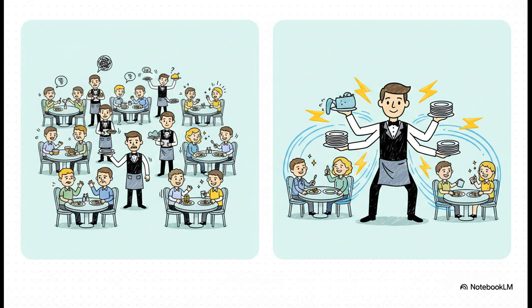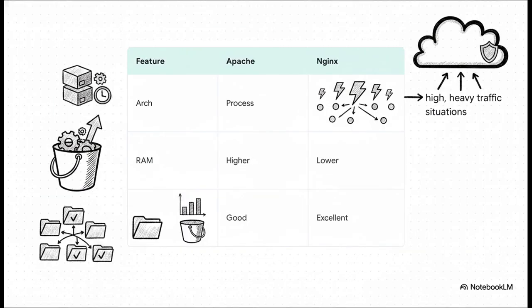But Nginx uses an event-driven architecture. In this model, you have one incredibly smart waiter who can effortlessly handle thousands of tables simultaneously, completely without breaking a sweat. And looking at this head-to-head comparison, it clearly shows why big tech companies absolutely love Nginx.